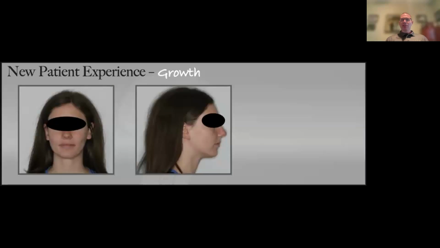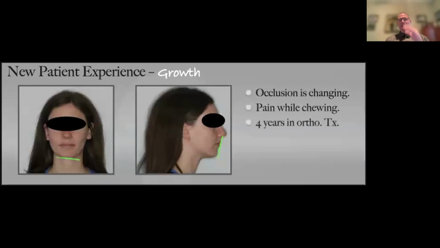If you look at Kara's facial asymmetry, you can see she's got a chin deviation towards the right. And when we look at her profile, you can recognize right off the bat that she is maxillary deficient, and she's also mandibular deficient. She was referred to the office because her occlusion was changing. There was instability, and she had pain while chewing. She spent 4 years in orthodontic treatment. She wore a Herbst appliance, and she had class 2 elastics.